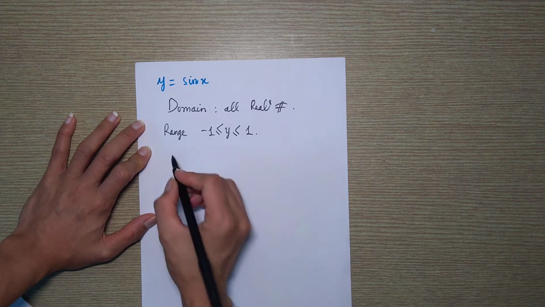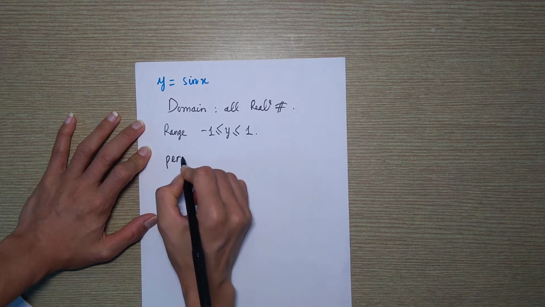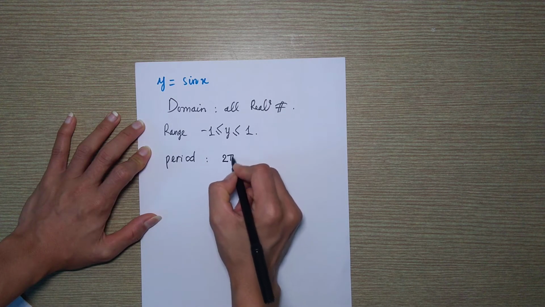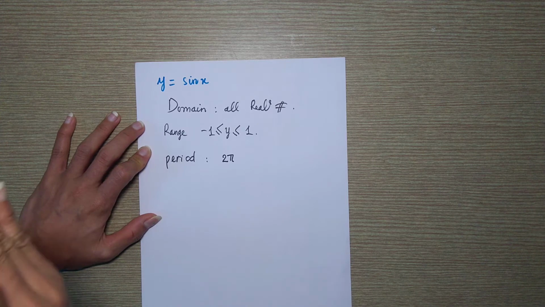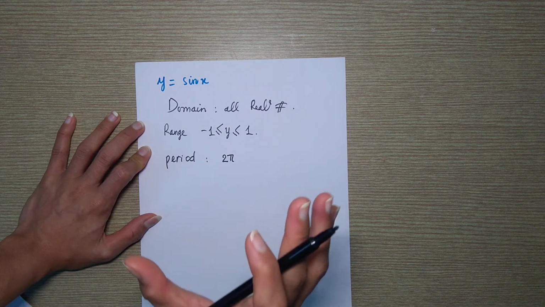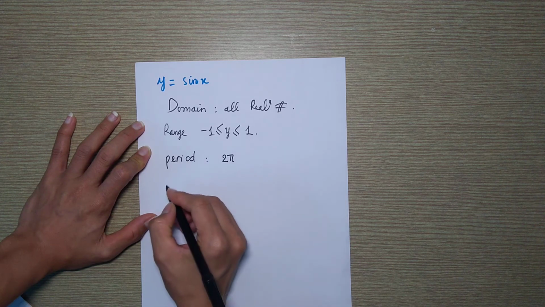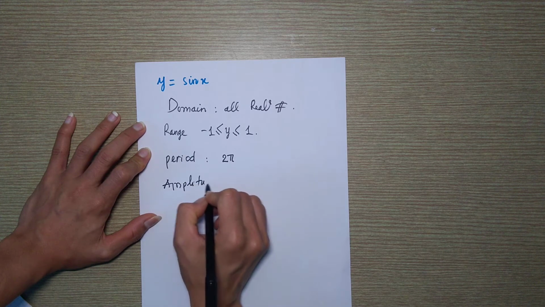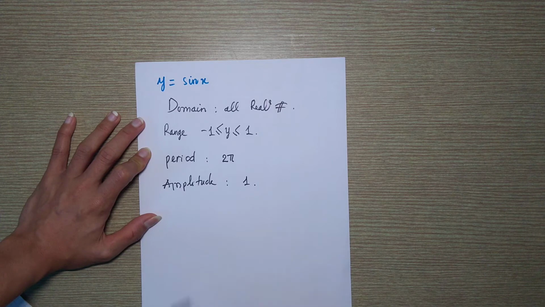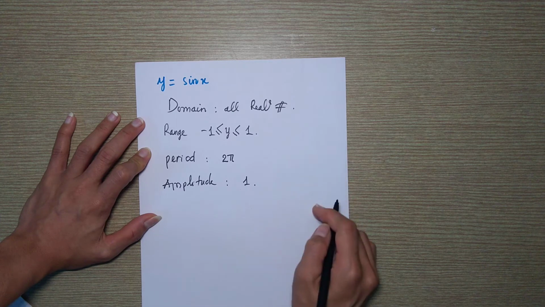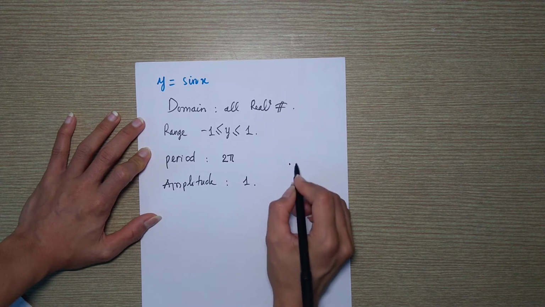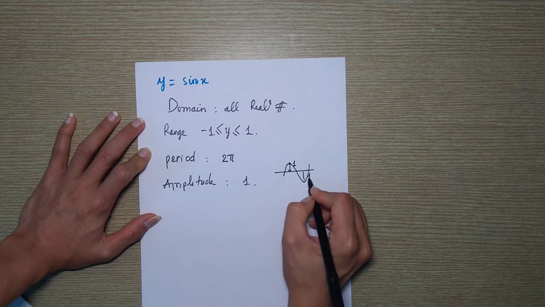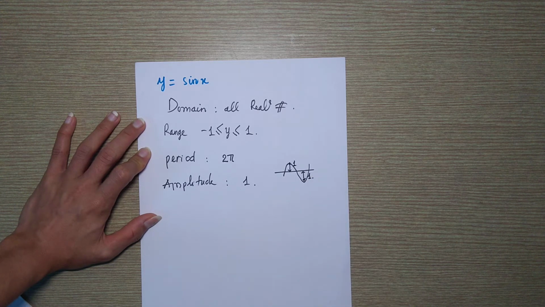Besides this, we need to talk about the period. For the basic function y equals sine x, the period is 2 pi, which means after going 2 pi, the shape will repeat again. Another thing is the amplitude. The amplitude is 1, which means it goes to a maximum of 1 and a minimum of -1. The maximum value and the minimum value are each 1 unit from the middle. That's called the amplitude.